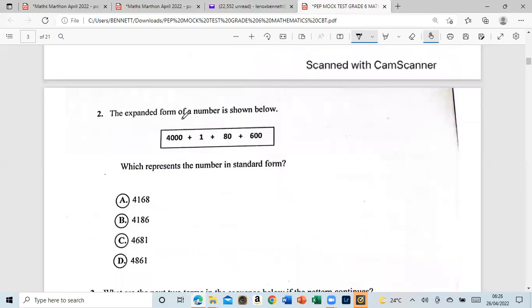Alright, the expanded form of the number is shown below. We have 4,000 plus 1 plus 80 plus 600. Which number represents the number in standard form? Go ahead and attempt that, guys. Put that in the comment section.